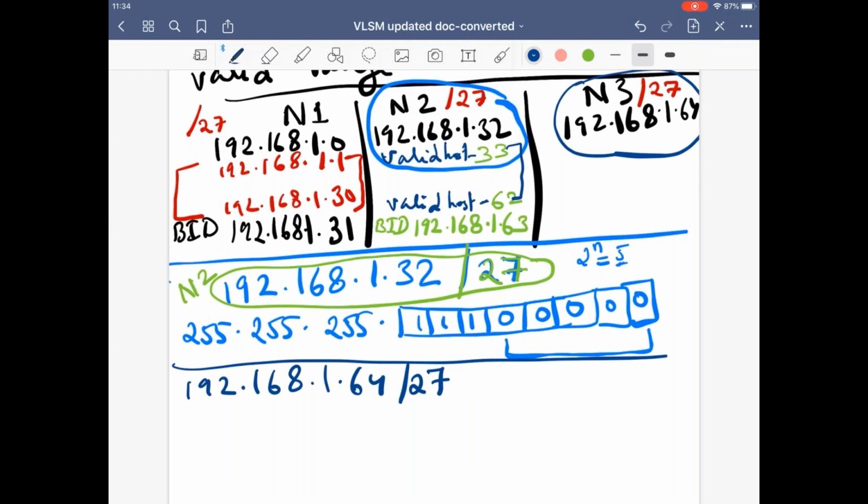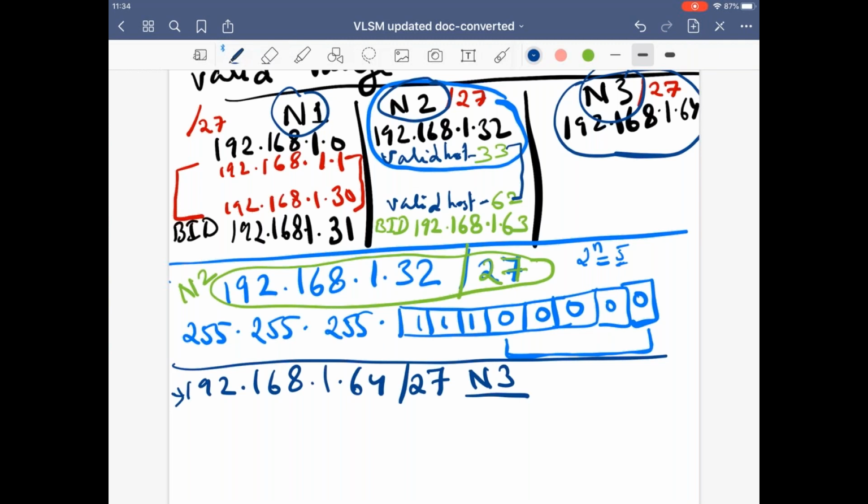Now I can see. So this is our N3, and we will use this now. We have used N1 for our 30 hosts. We have used N2 for our 25 hosts. Now we will use N3. Let's see how much we need for the next requirement.